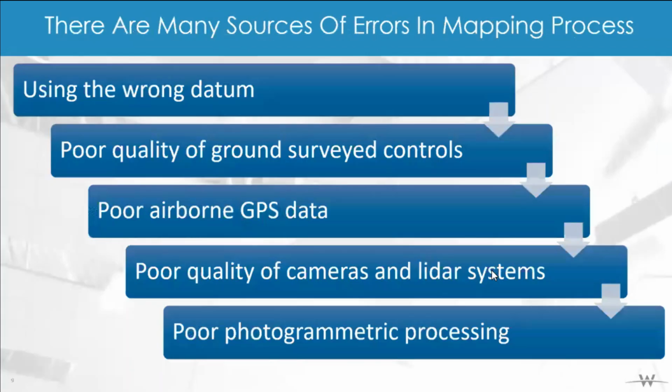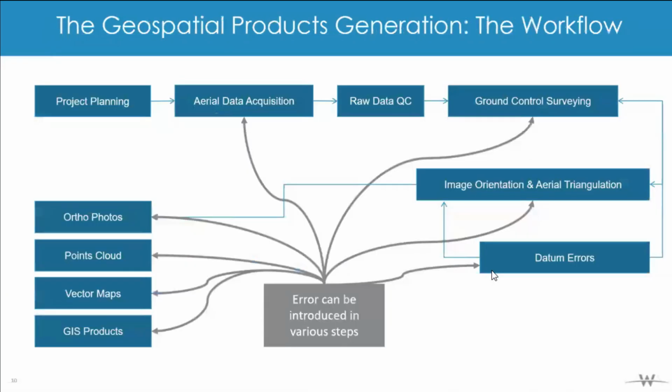So the source of error, you could be using the wrong data. Poor quality of a ground survey point, for example. Poor airborne GPS. Poor quality of camera and LiDAR system. Poor photogrammetric process. That all generates error, for example. And here is a little bit more on it, more sources of error. You see all these arrows going to the different stages of the process.